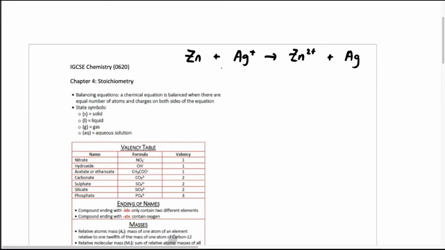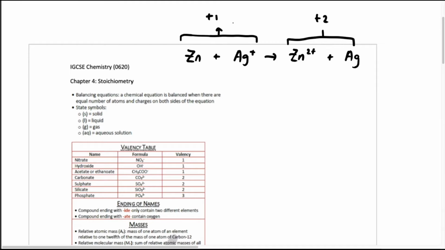Now, if you look at this, you will wonder, is it balanced or not? One zinc on the left and one zinc on the right. So it seems to have the same number of atoms for zinc, one silver on the left and one silver on the right. So it seems like it's balanced also. But if we look at the charge on the left-hand side, the charge here is +1. The charge here is now +2 on the right. So the charge is not balanced, even though the atoms are balanced.